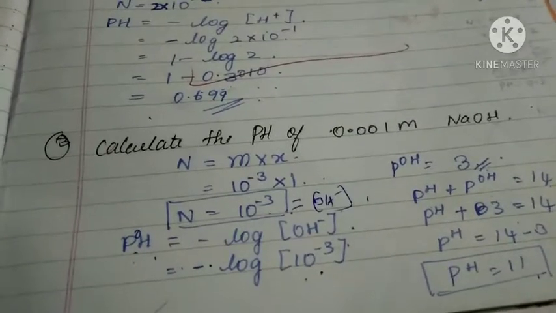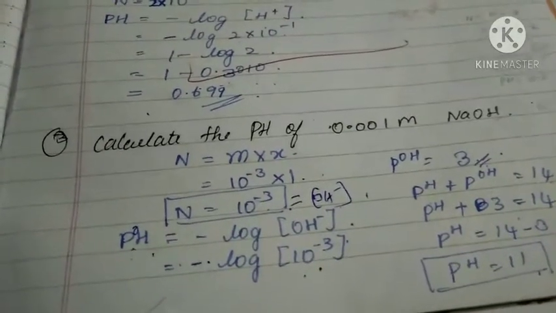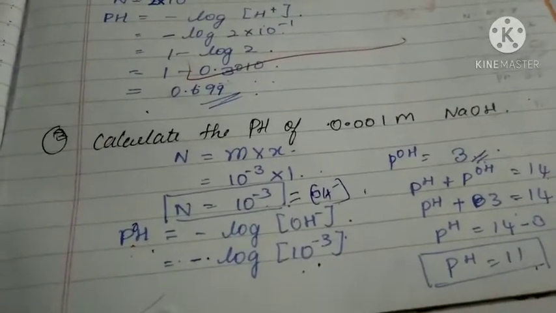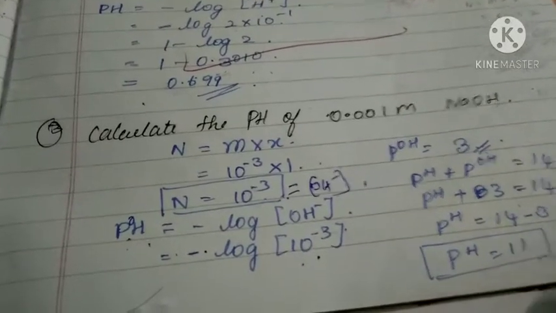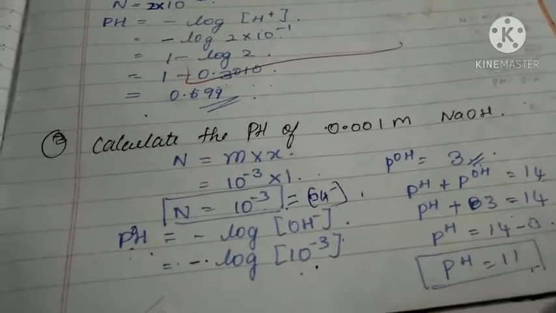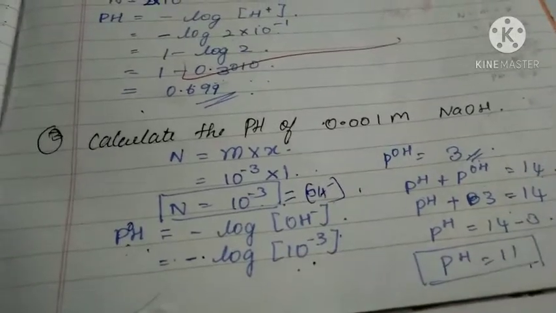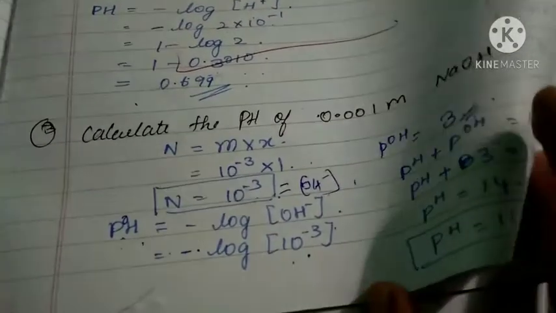That is the way to calculate pH of bases. So what we have to do in case of bases? Initially we have to find OH minus concentration. After that we have to find pOH and then find pH. That's it. One more example.